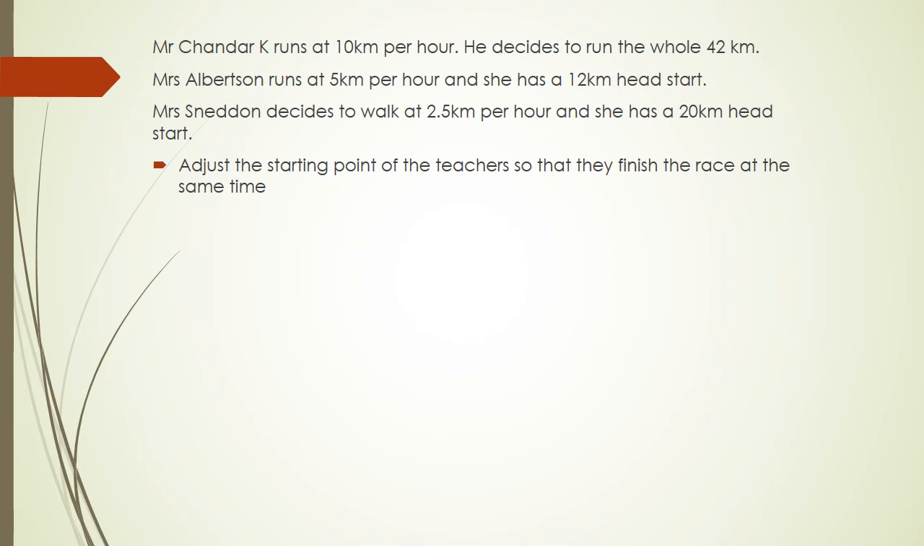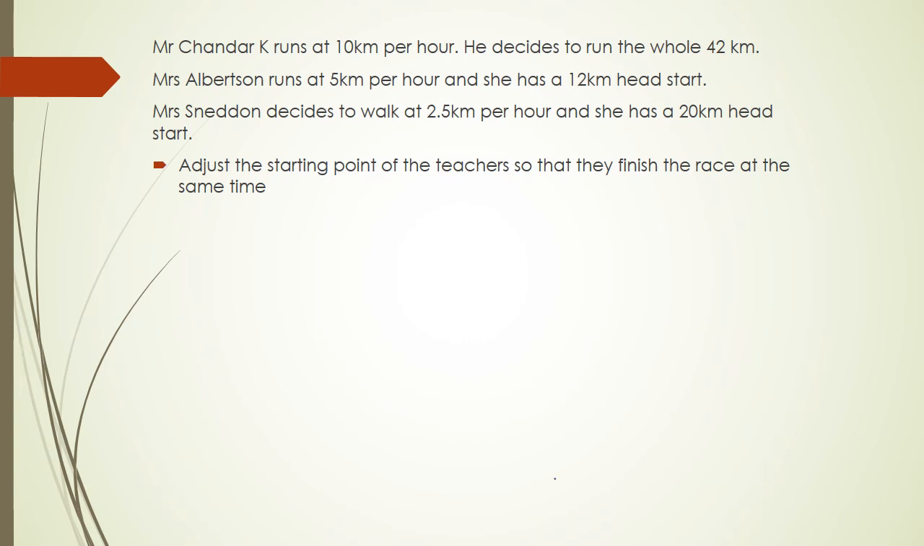So in this one, we are saying adjust the starting point of the teachers so that they finish the race at the same time. I guess because I haven't actually said whose time I want you guys to finish with, let's face it, we could say, okay, adjust the distance so that everyone finishes at Chandike's time, or we can say adjust the distance so everyone finishes at Albertson's time. What I'm going to do is keep Chandike as the standard one.